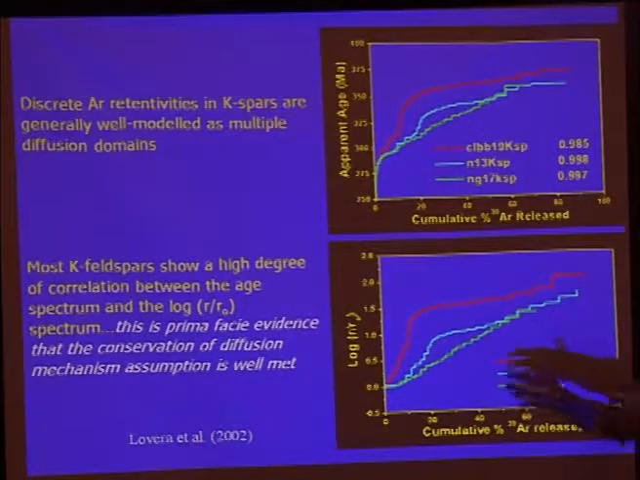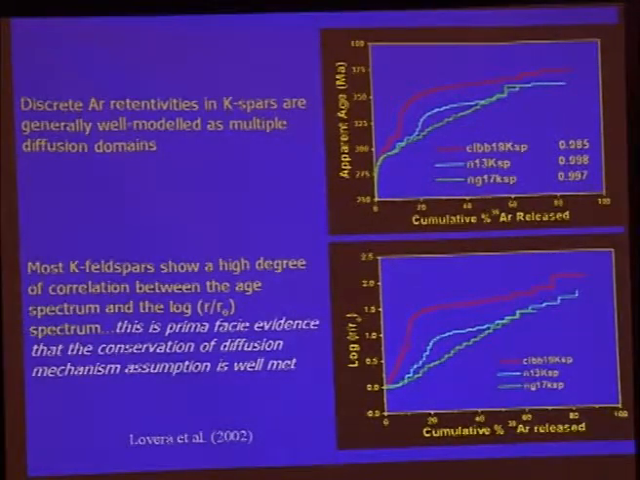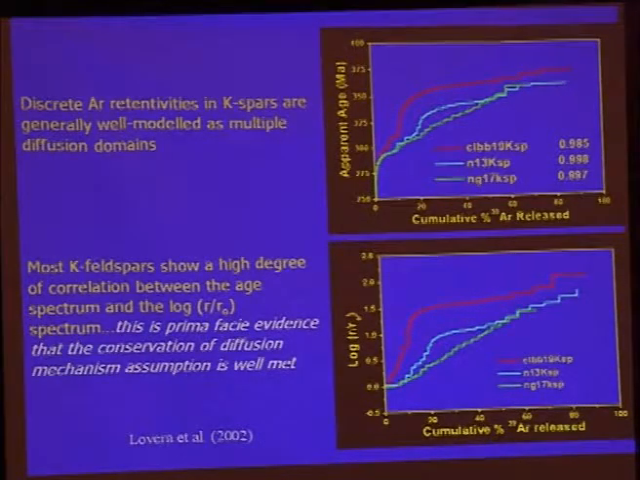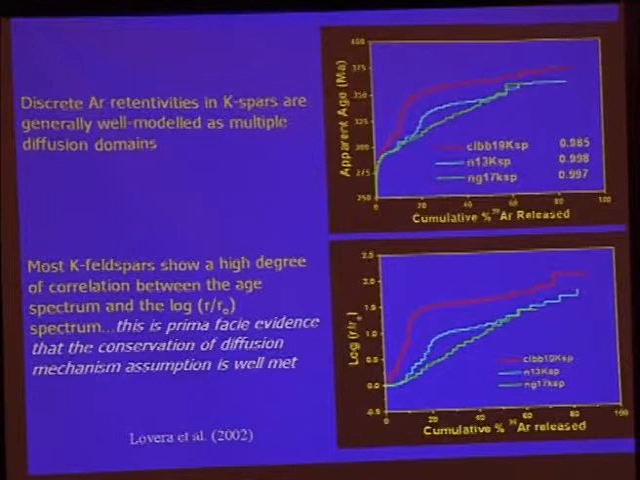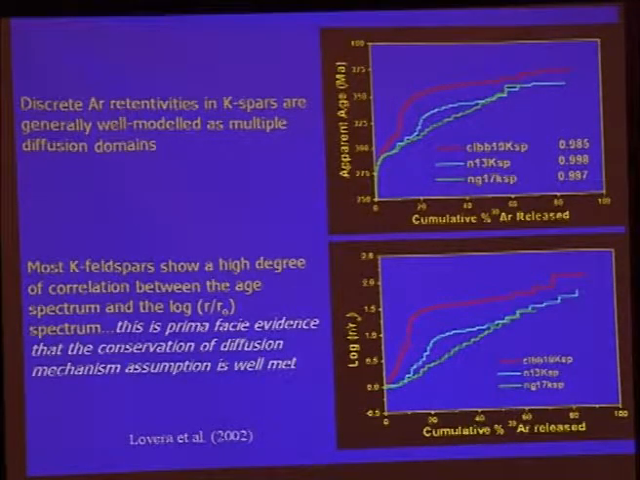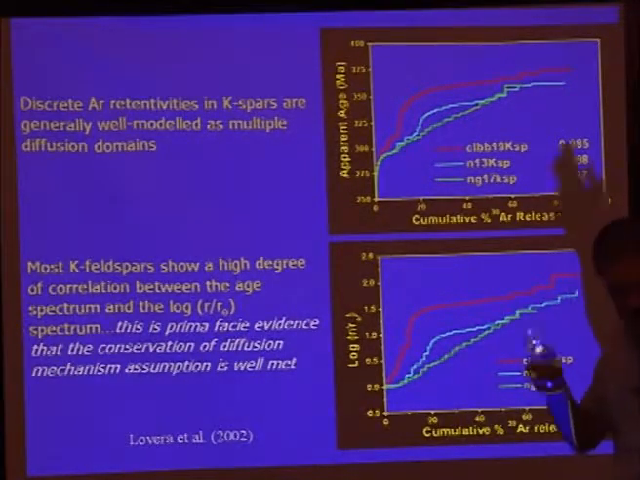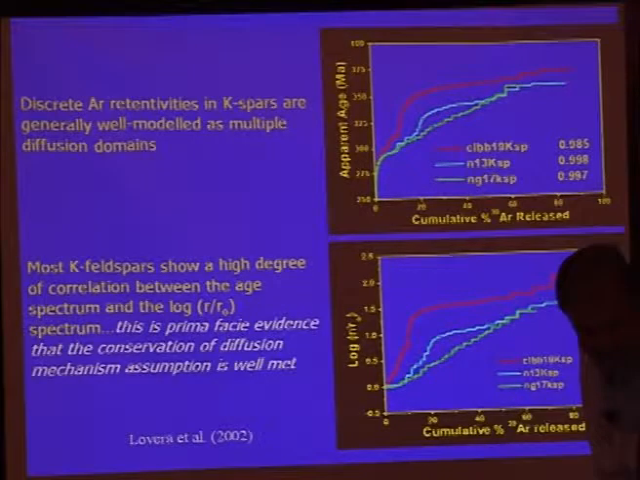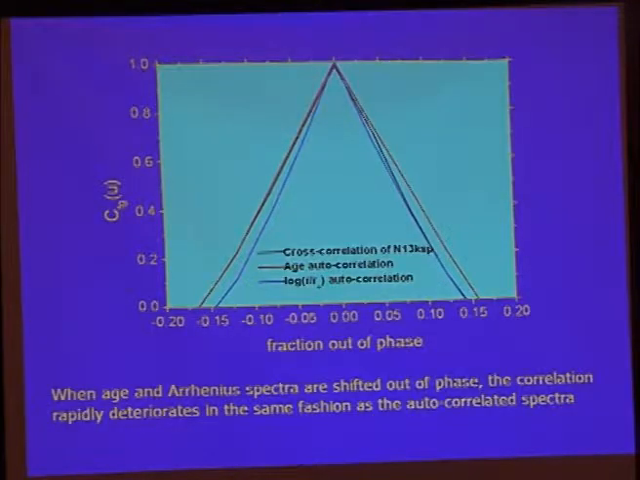Otherwise, we wouldn't see this. If I purposefully crush my sample below the effective diffusion radius, I can obliterate this correlation. I'll show you examples of that. So this is how we know that, at least in these cases, we're doing something right.